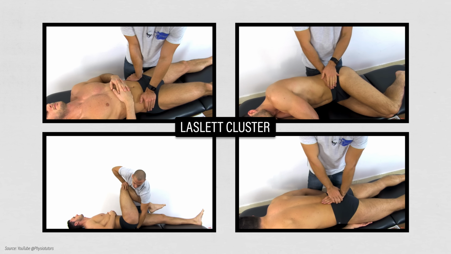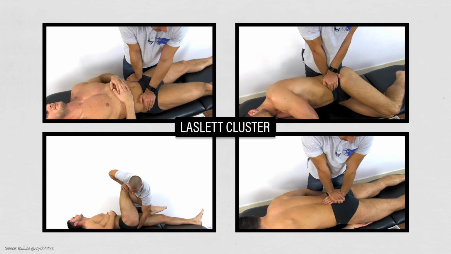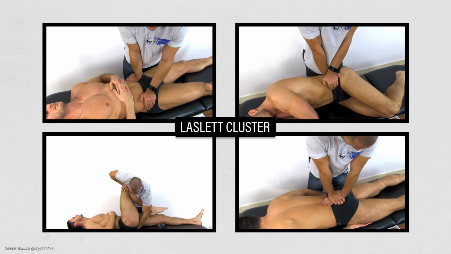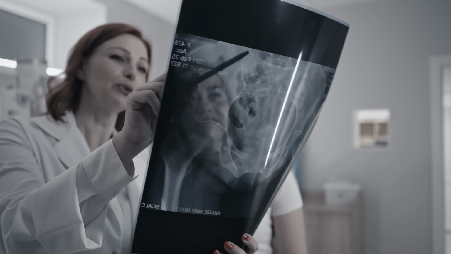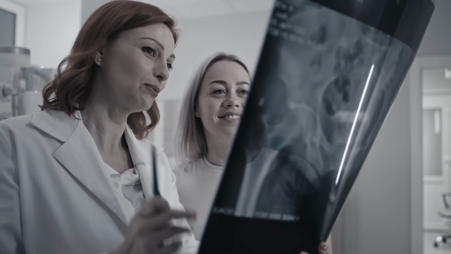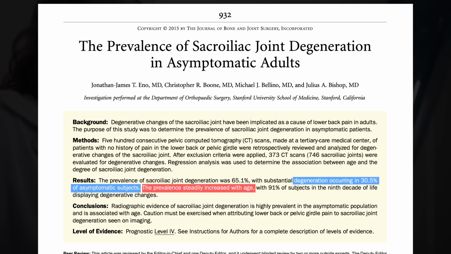In the physical therapy setting, a series of tests known as the Laslett cluster are used to help rule in or rule out the diagnosis. In the medical setting, diagnostic injections are typically used. Unless another diagnosis is suspected, imaging is not usually warranted, as findings of degeneration are normal in asymptomatic individuals and become increasingly common as we age. I do want to highlight that some cases of sacroiliac joint pain are associated with inflammatory conditions, such as ankylosing spondylitis and psoriatic arthritis, so visiting a medical doctor may be necessary.